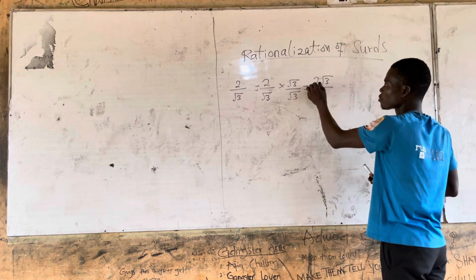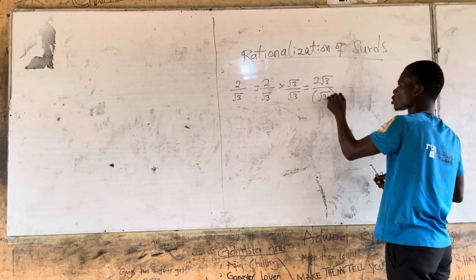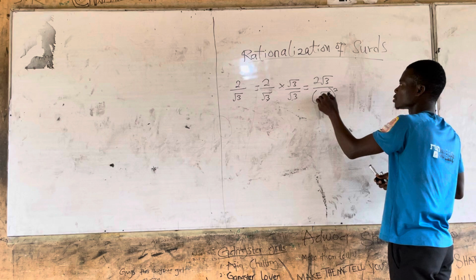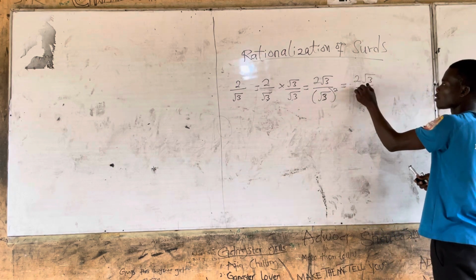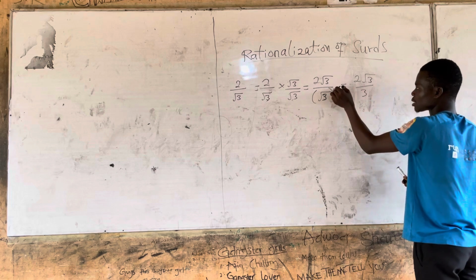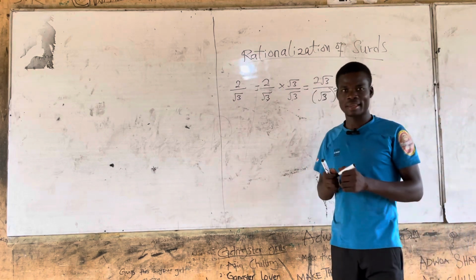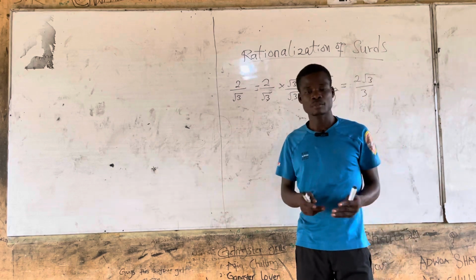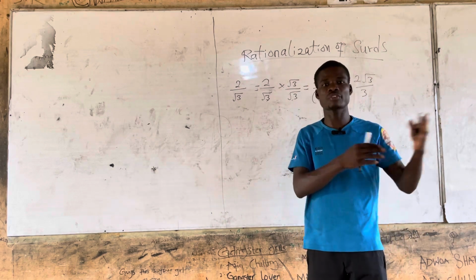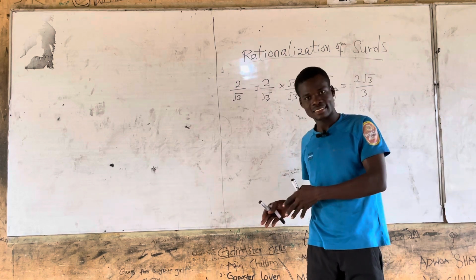3 over root 3 times root 3 is root 3 all squared, which is equal to 3, so we get 2 root 3 over 3, meaning the square will get rid of the square root. So that's the main idea. To rationalize a given set means we have to get rid of the square root at the denominator side.